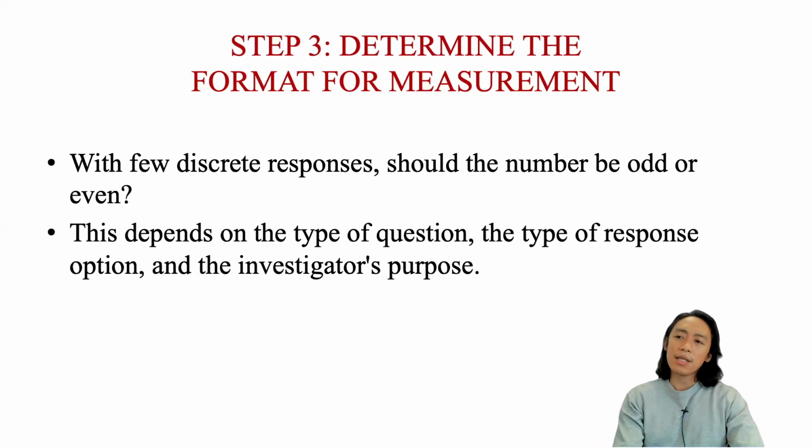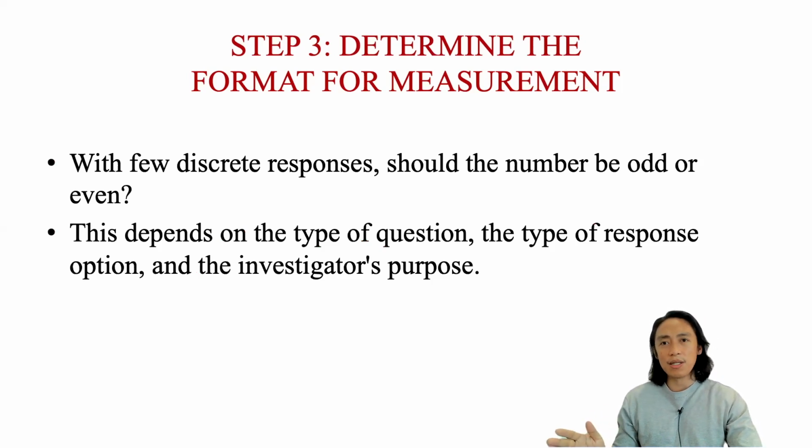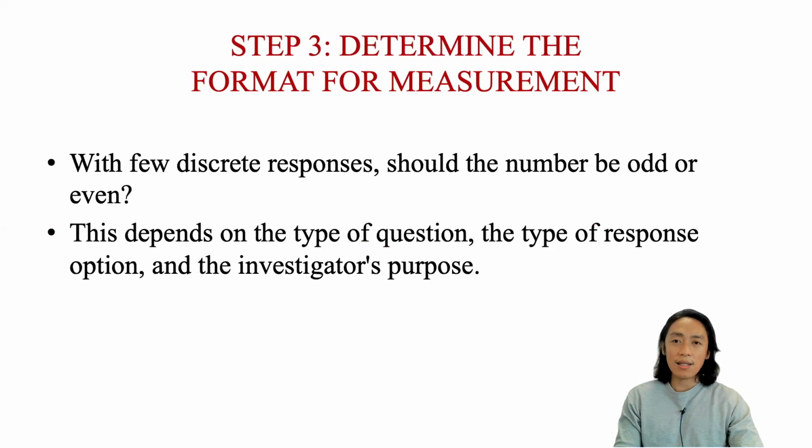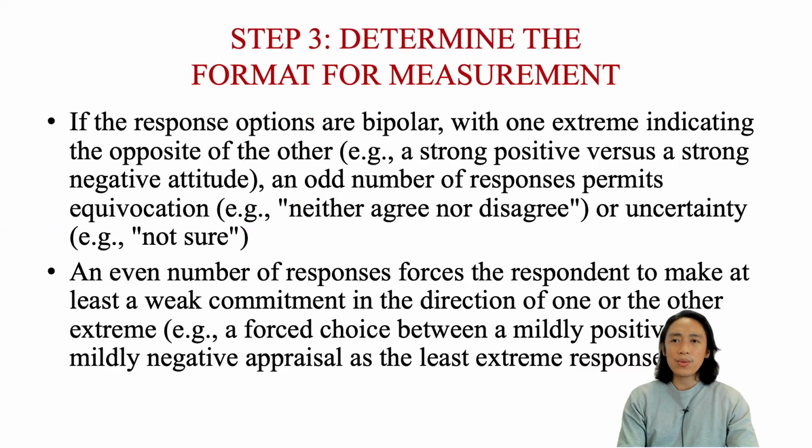Another question is whether to have an odd or even number of response categories. Having 5 categories in a response set is quite different from having 6 categories in a response set, 5 being odd and 6 being even. So when do we use an odd number of responses versus an even number of responses?